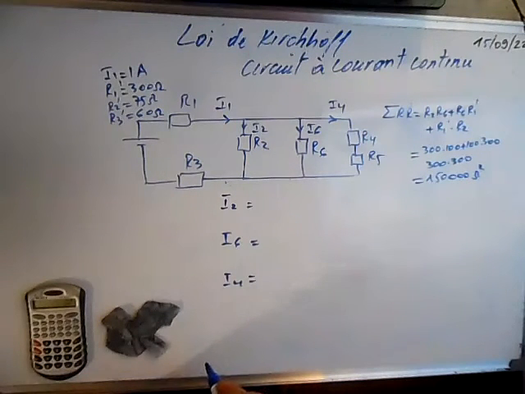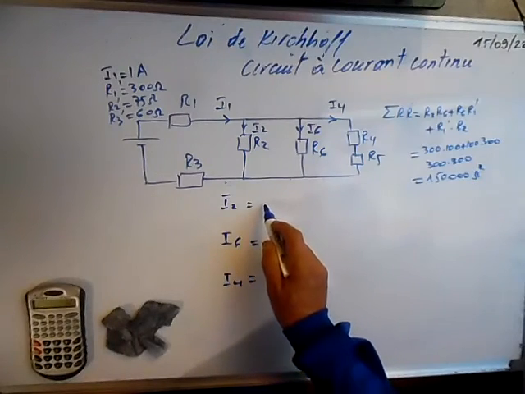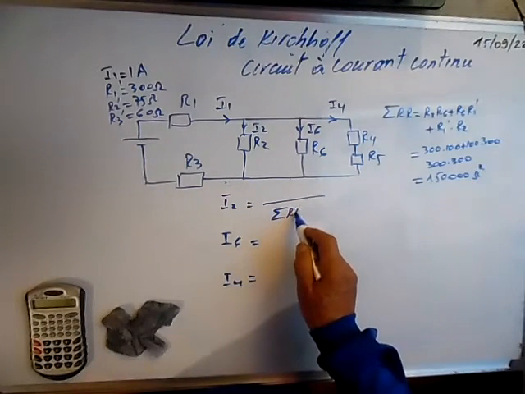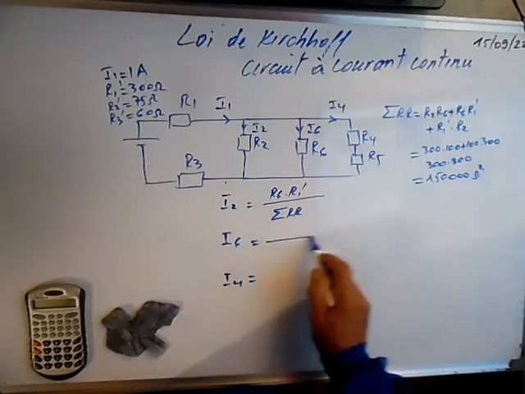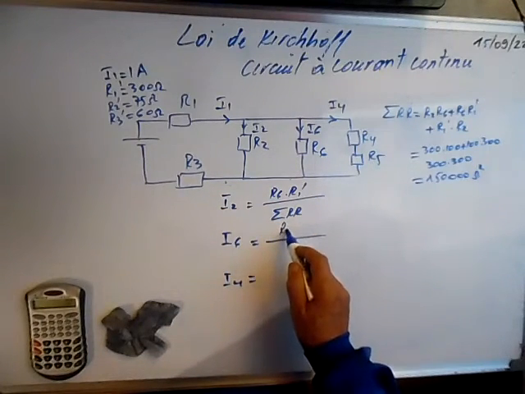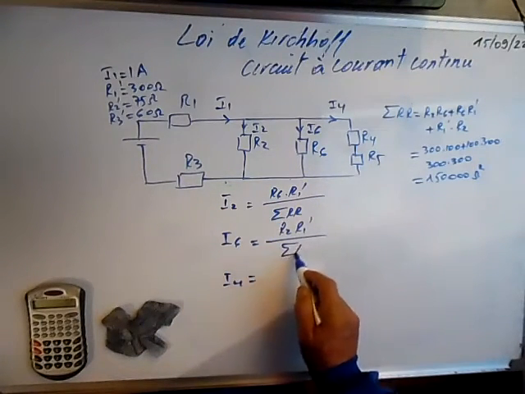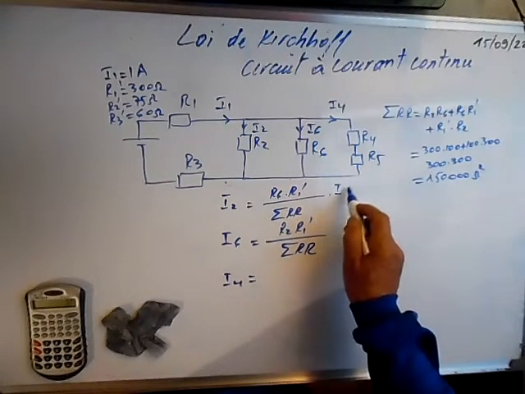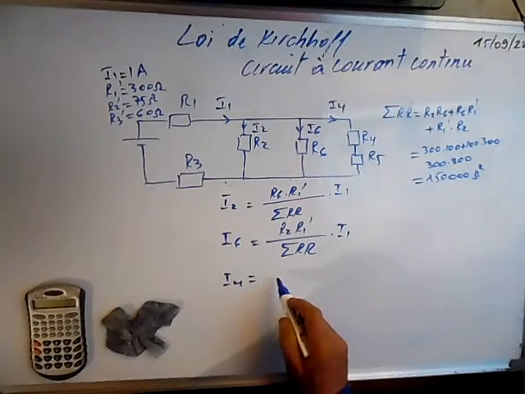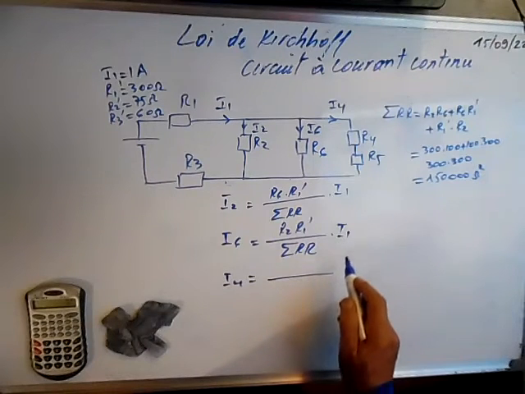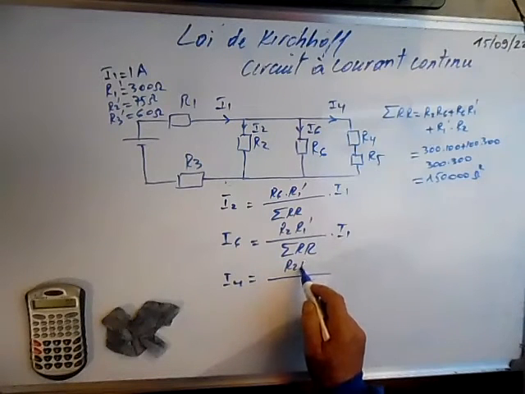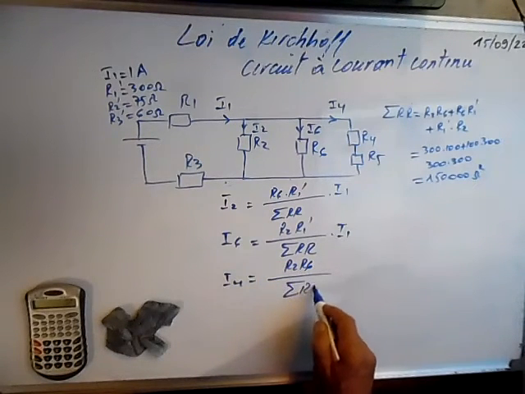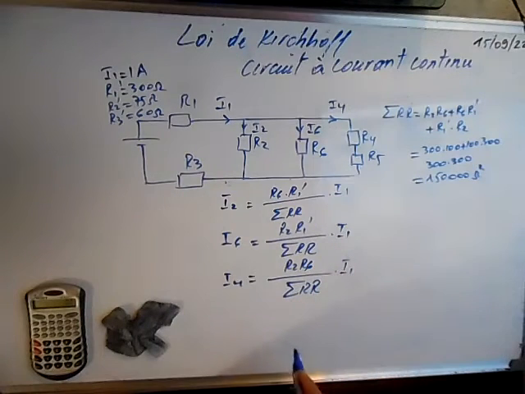Okay. Now I will write the formula here. I2 is R6 times R1 prime. I6 is R2 times R1 prime times the main current, which is I1. Sorry to forget this one. I had to do the film again because I forgot. I4 is R2 R6 over the sum of the RR times I1, which is equal to 1.